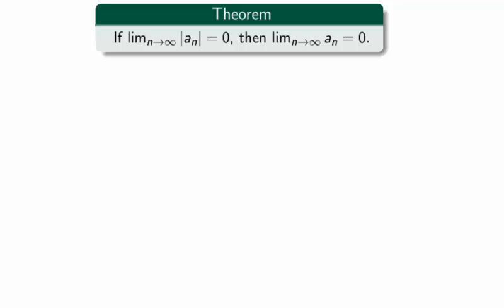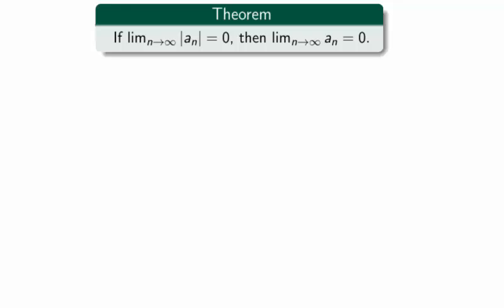If the limit as n goes to infinity of the absolute value of a_n equals 0, then the limit as n goes to infinity of a_n equals 0. So the theorem says that if the limit of the corresponding non-negative sequence obtained by taking absolute values of the terms of our original sequence is 0, then the limit of the original sequence must also be 0.